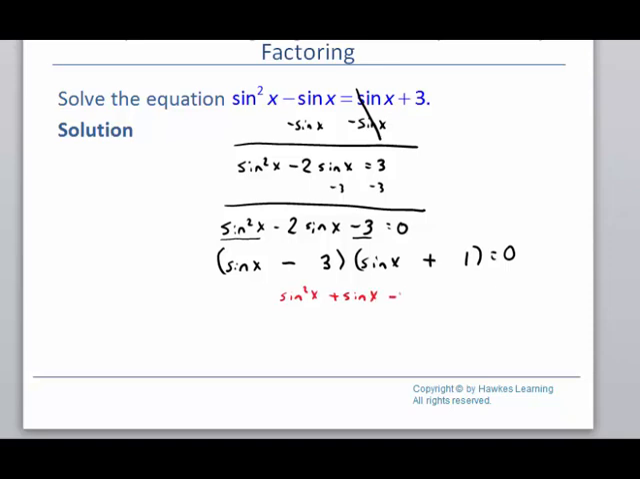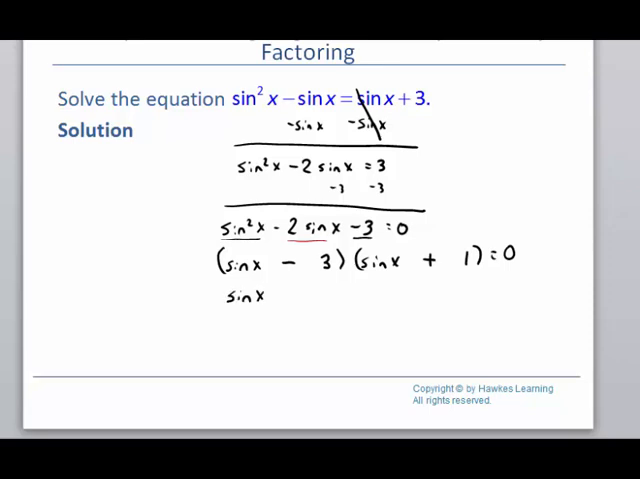Inside will be -3 times sine x. And the last terms would be -3. And so we can see that our middle terms would combine to make this -2 sine x that we were hoping for. So once we know that we have it factored correctly, then we're going to do just what we would do in an algebra class. We're going to set our factors equal to 0 and solve.